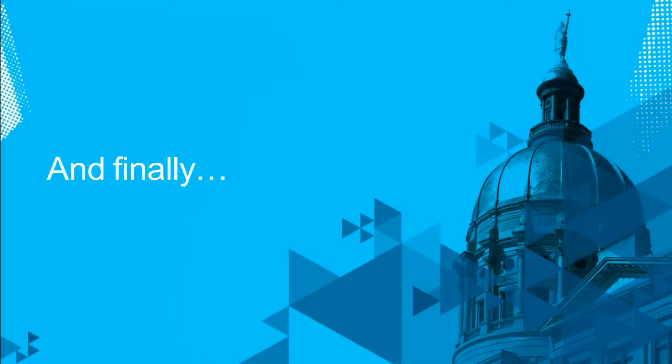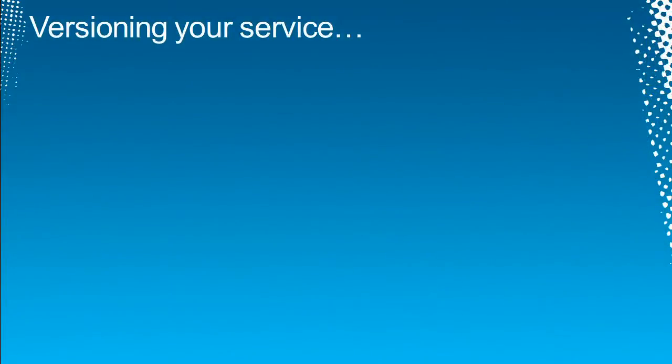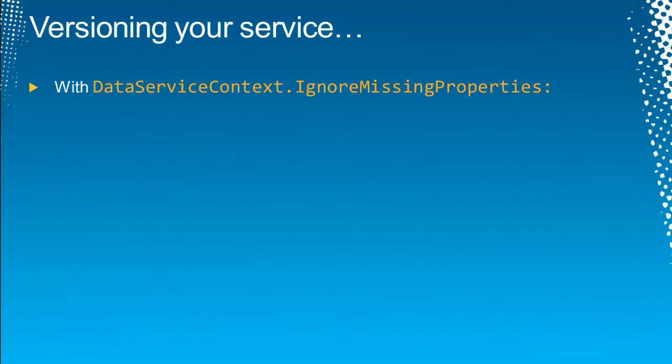Okay, so the last thing I want to leave you with today is about versioning. So this is kind of planning ahead. As we know, someone's going to come along at some point and want to add new fields to your service or add new types to your service and so forth. There are a few things that you can do to make that non-disruptive to your clients. The biggest one of those is if you're using the WCF Data Services client, you can say ignore missing properties. That will save you in some scenarios.